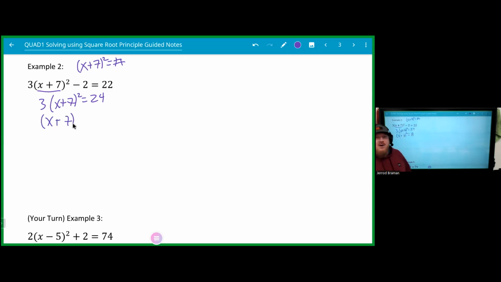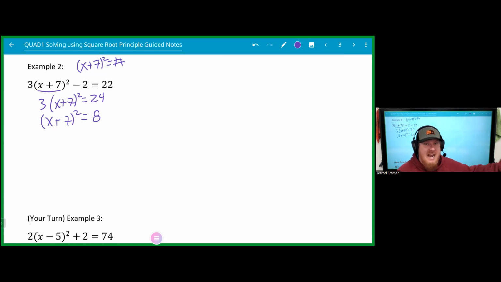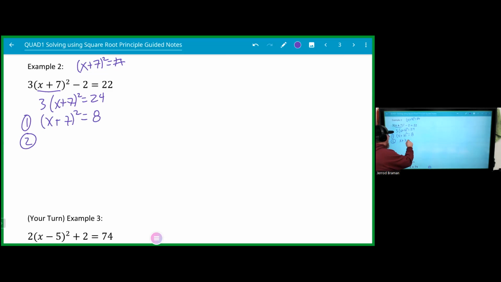Is the perfect square isolated? Is this something squared equals a number? And the answer is yes. We have isolated our perfect square. Well, step 2 tells us we have to take the square root of both sides without forgetting plus and minus. Don't forget, don't forget, don't forget. Plus or minus the square root of 8. And let's see. Step 3 tells us we need to simplify the radical if we can.